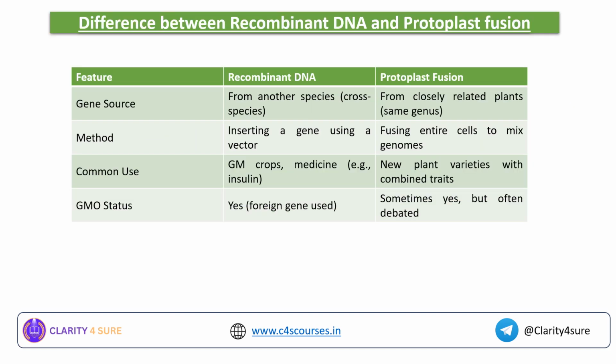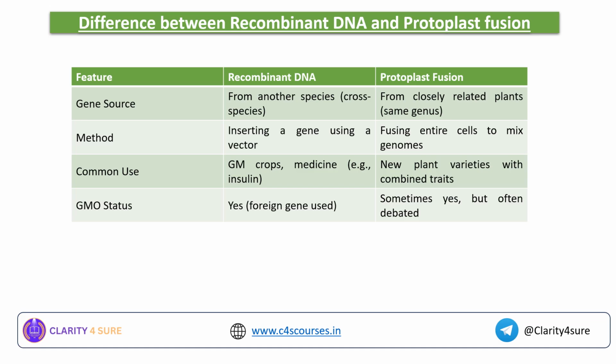Now we will see the difference between a recombinant DNA and a protoplast fusion. The gene source for recombinant DNA is from other species. It means it is a cross species gene editing technique, whereas in protoplast fusion it is from the same genus, that is from closely related plants or organisms. Method: here we will be inserting a gene using a vector, that is a plasmid, whereas in protoplast fusion we will be fusing the entire cells to mix the genome.